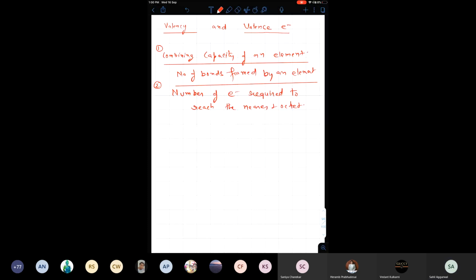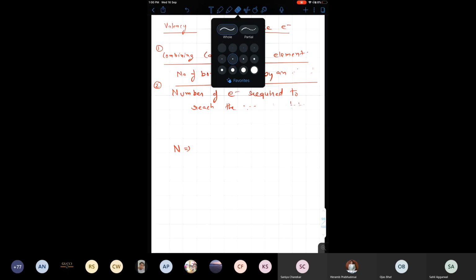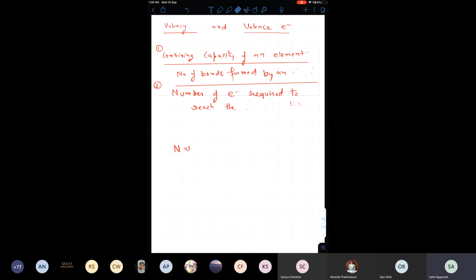Okay. For example, नाइट्रोजन की वैलेंसी क्या होगी? Sir, the second statement, what is the last word? Element. Sir, the nearest octet. Octet, मतलब 8 इलेक्ट्रॉन्स तक पहुंचना. Okay, sir.